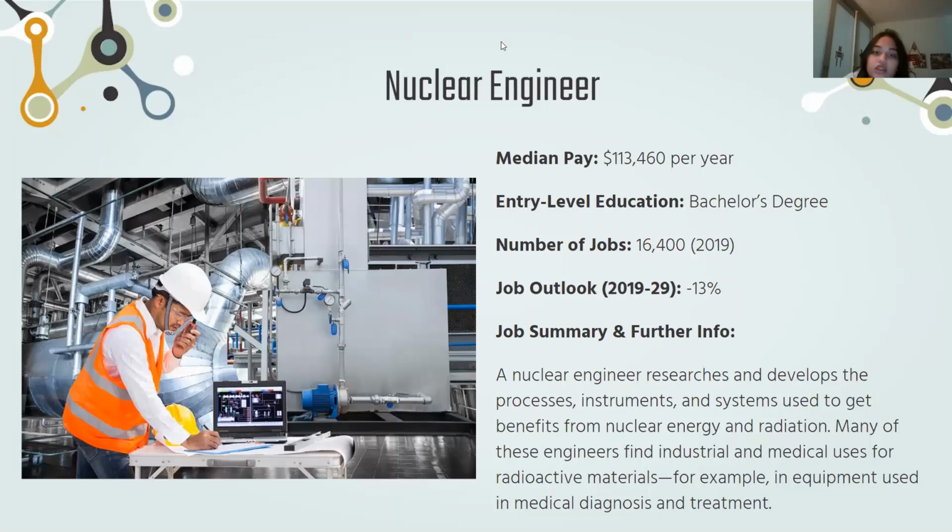So for nuclear engineer, the median pay is 113,000 per year. The entry-level education is a bachelor's degree, and the number of jobs as of 2019 is 16,400. The job outlook is declining in the next 10 years by 13%. And more on the job, so a quick summary is that a nuclear engineer researches and develops the processes, instruments, and systems used to get benefits from nuclear energy and radiation. Many of these engineers find industrial and medical uses for radioactive materials, for example, and equipment used in medical diagnosis and treatment. So more on why the job outlook is declining.